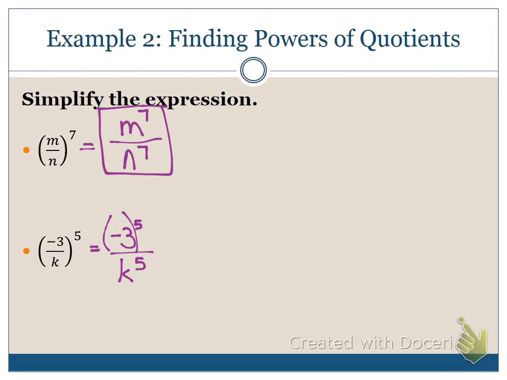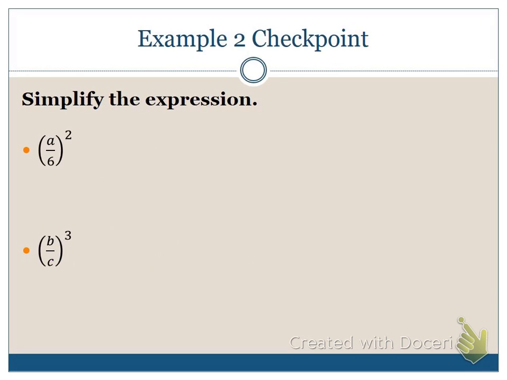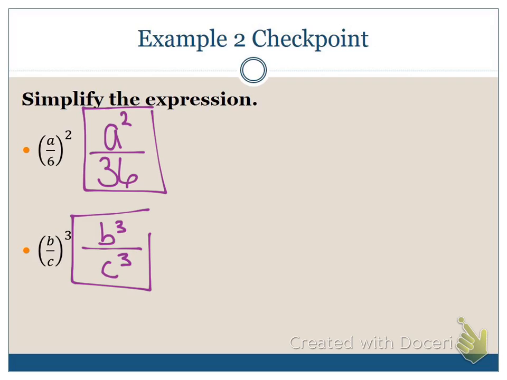And yes, we can simplify. Negative 3 to the 5th power is what? Negative 243 over k to the 5th. So when I'm using my quotient of powers, I can subtract if the variables are the same. In this case, they're not, so I'm just distributing that exponent throughout every term inside the parentheses. Now you try 2 of your own. Okay, so a squared over 36 and b to the 3rd over c to the 3rd. Did you get it? Okay, so quotient powers, done.